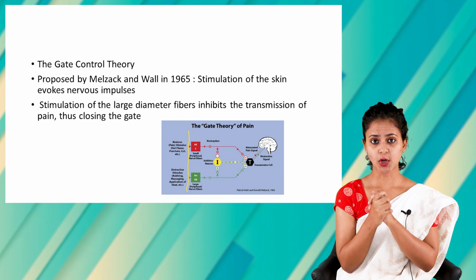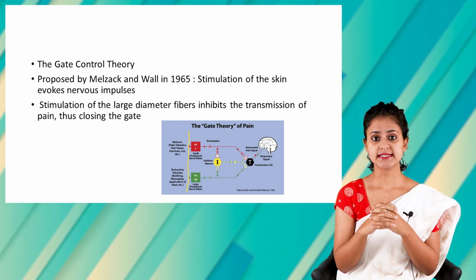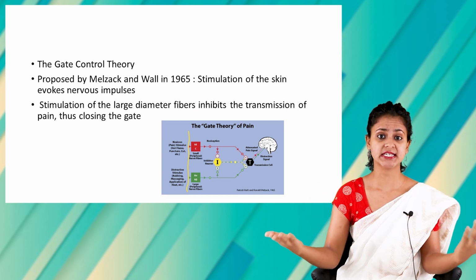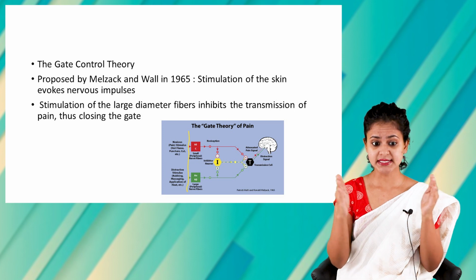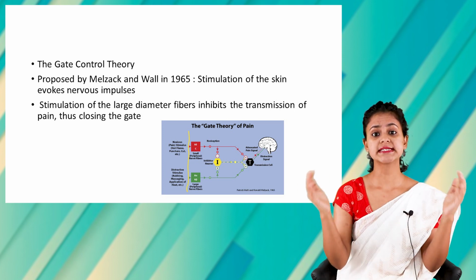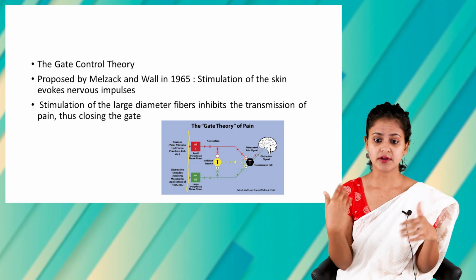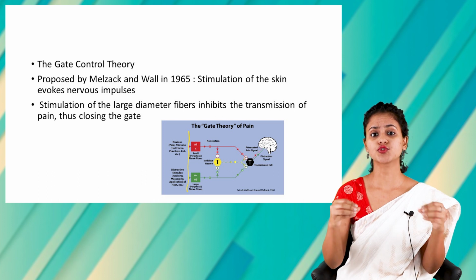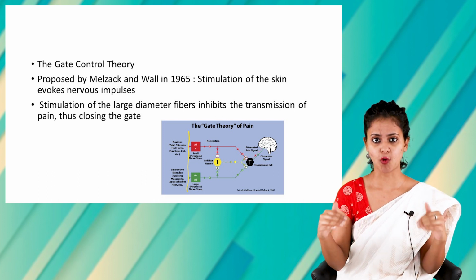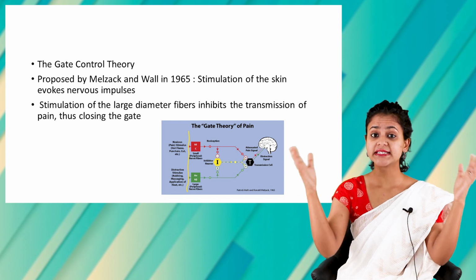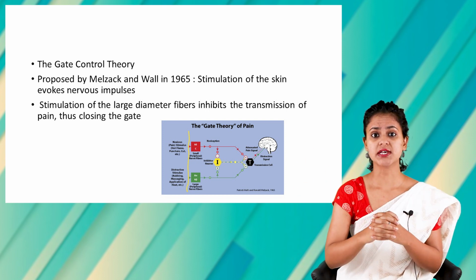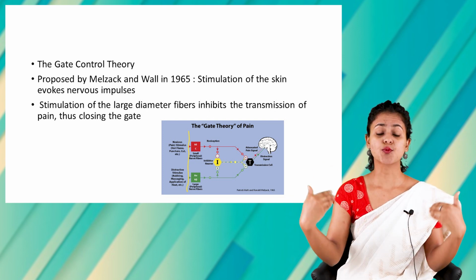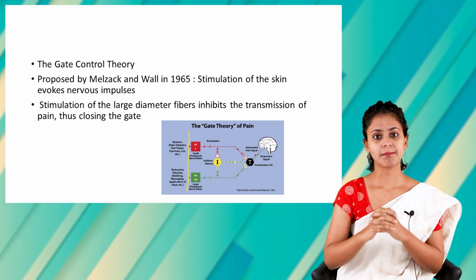Now, the gate control theory, from the year 1965, suggests how pain is formed for an individual. It suggests that stimulation of the skin evokes nervous impulses. Some nerve endings are almost always present in the peripheral area of the body. If these are stimulated by external or internal stimuli, the person is more likely to suffer from pain.